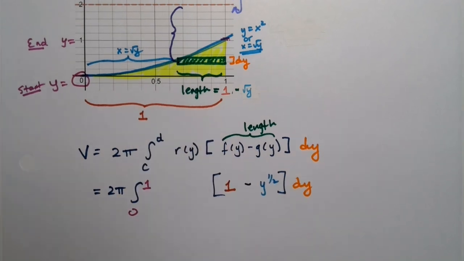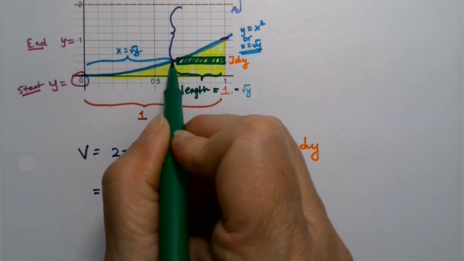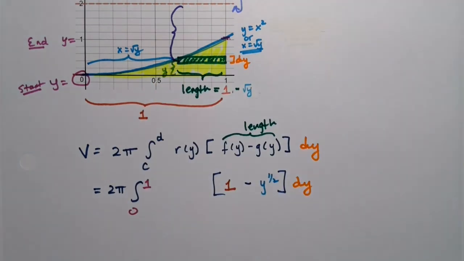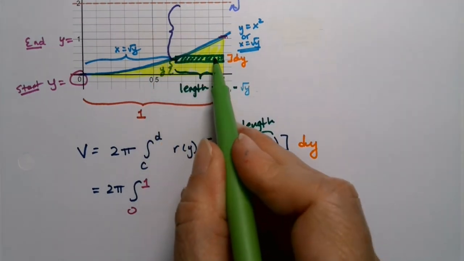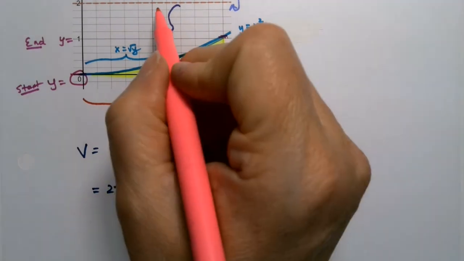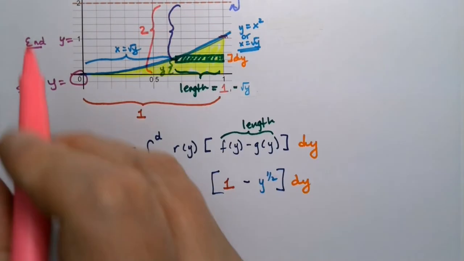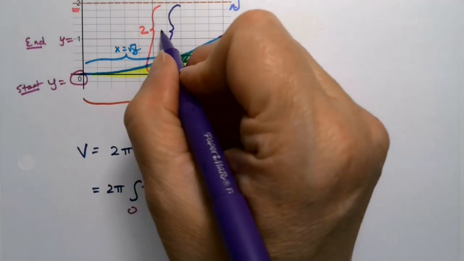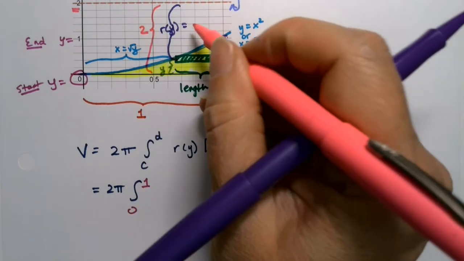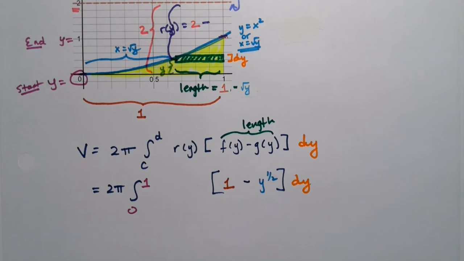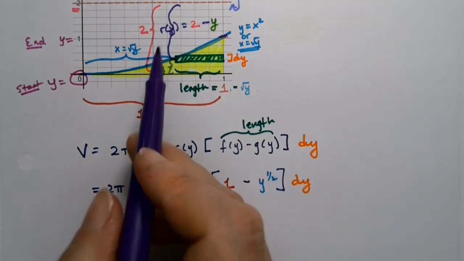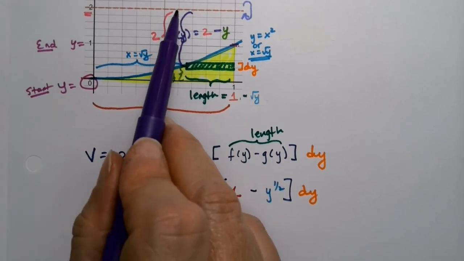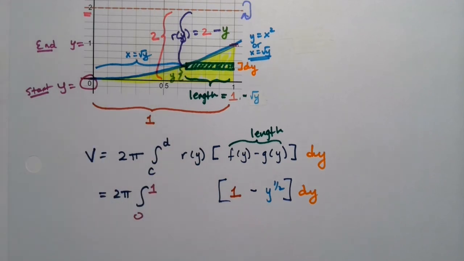Because, here, let you see this. This distance right here is y. From here to here, right? From the x-axis up to that rectangle is y. The whole distance is 2, because that's 2 up there, right? So if I want r of y, what I want is 2 take away that little y piece. Because 2 take away this little y will get us the distance between the axis of rotation and that rectangle.